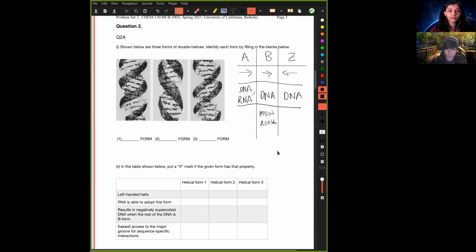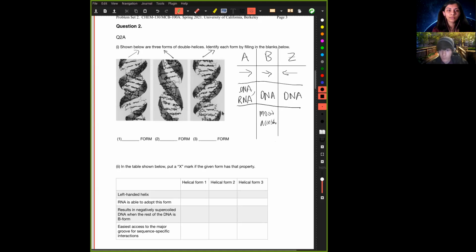Just going to abbreviate that. But yeah, so now that we have this list of three properties, to identify each of these helices, we can sort of step through them in order. So first, let's look at handedness. Looking at this diagram, we can notice that the first of these forms is right-handed, the second of them is left-handed, and the third is right-handed.